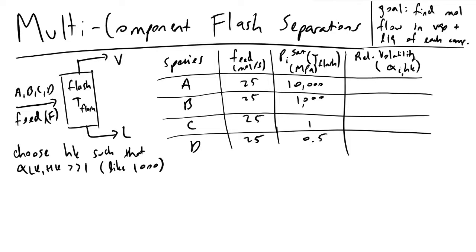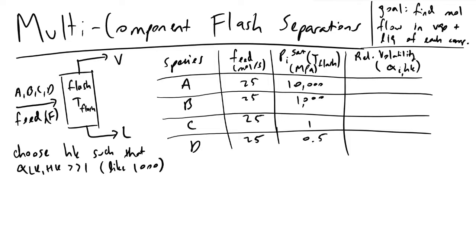And these are tabulated values you can look up on NIST, for instance, a government website that provides very good, reliable data. And let's say we've done that already, and we've figured that component A will have a saturation pressure of 10,000 megapascals, B has 1,000, C has 1, and D has 0.5 megapascals.